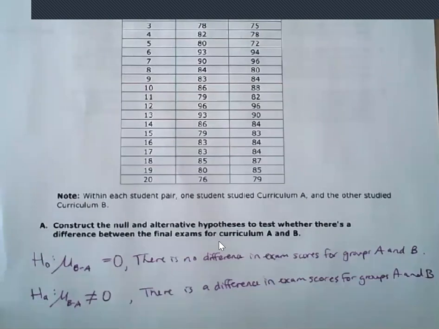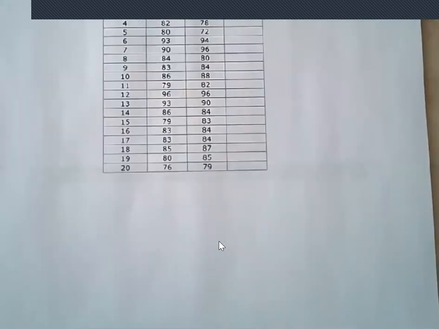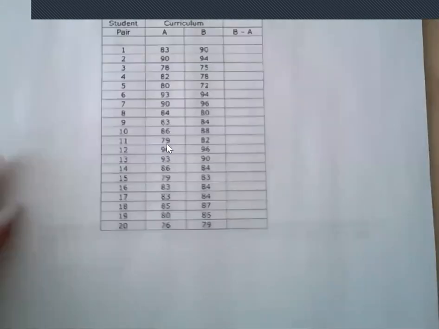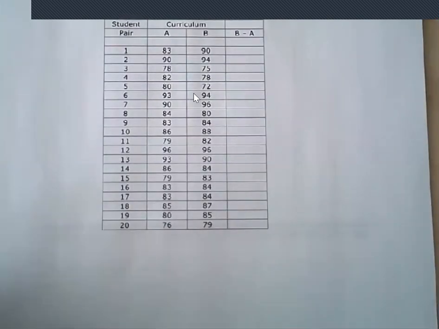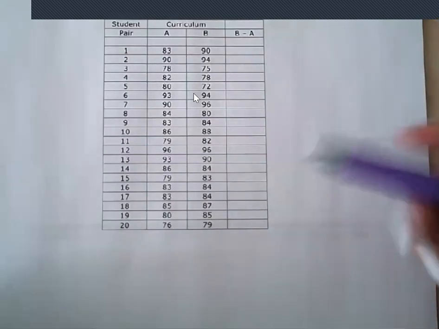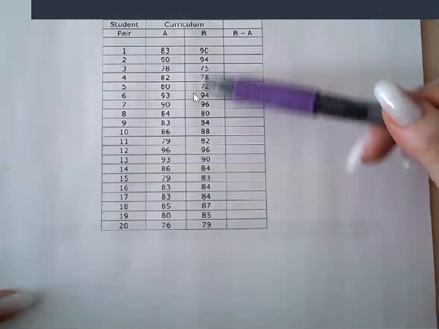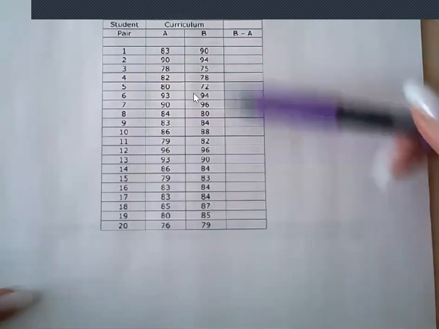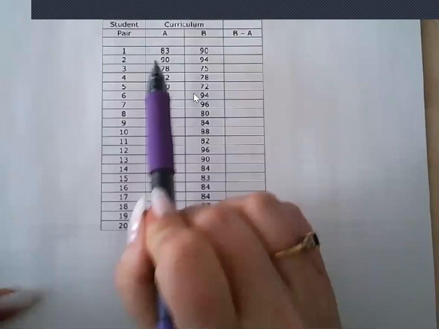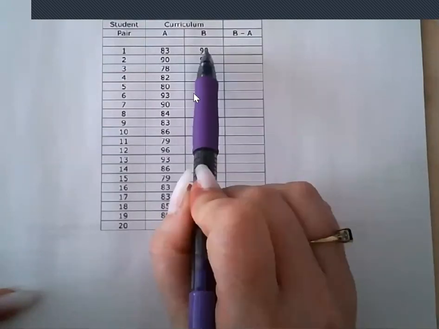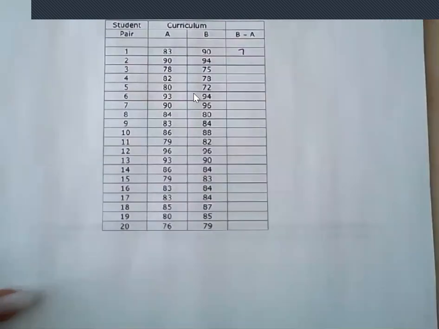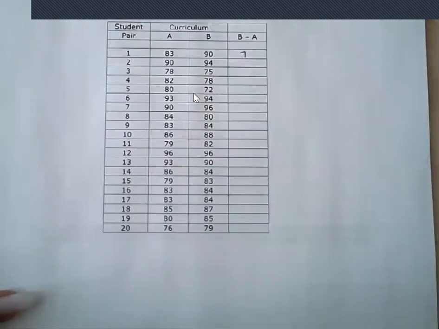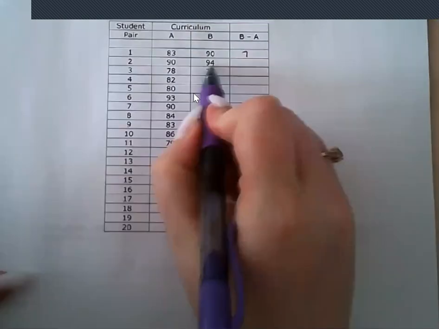Okay, moving on then. Now they want us to go ahead and get that data that we need, calculate all of those differences. And I know I showed you how to calculate the differences using the list in your calculator, but we don't necessarily need to do anything with this raw data on the side. The only data we need is the differences themselves. So it's actually, I think, easier to just real quick do 90 minus 83 is 7. 94 minus 90 is 4.